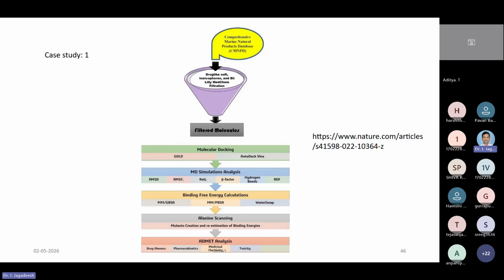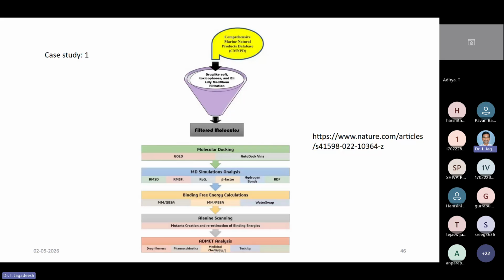Then we will be checking drug-likeness and toxicophore presence, and these filters will give some moieties that will be working with the least toxicity and good efficacy. Then we do the molecular docking, where we are going to use software like GOLD and AutoDock Vina. These software will provide the scores so that we can pick the best moieties.